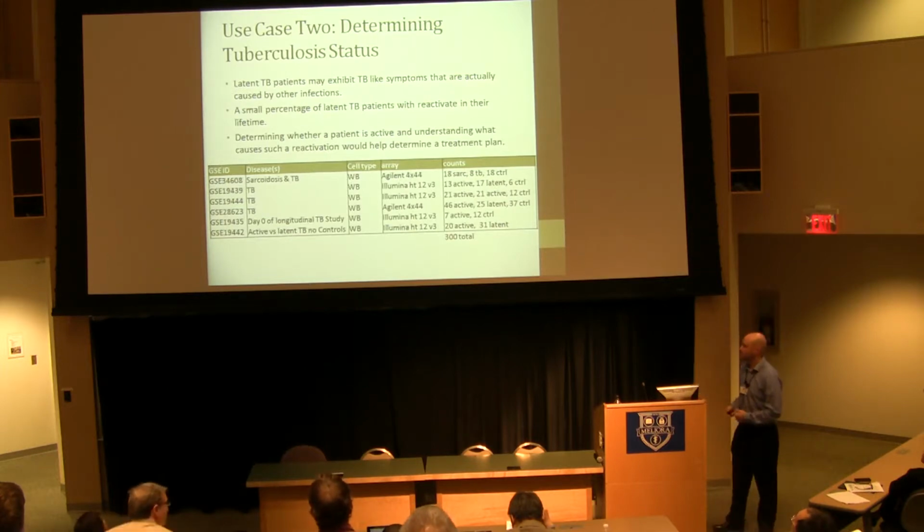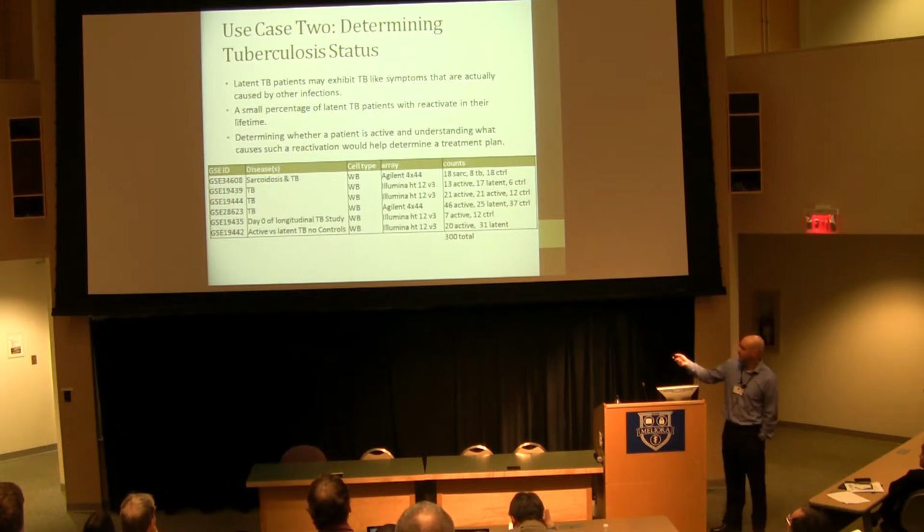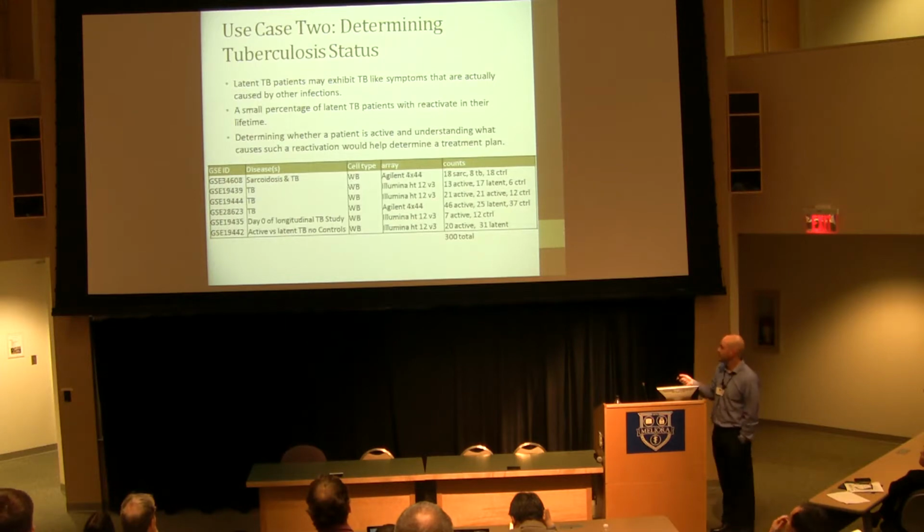So what we would like to do here is make a meta-analysis and look at 6 data sets of folks with TB and controls. In this case, we're looking at Agilent and Illumina. Our Illumina happen to all have the same exact chip type. And this is all whole blood, which is great.